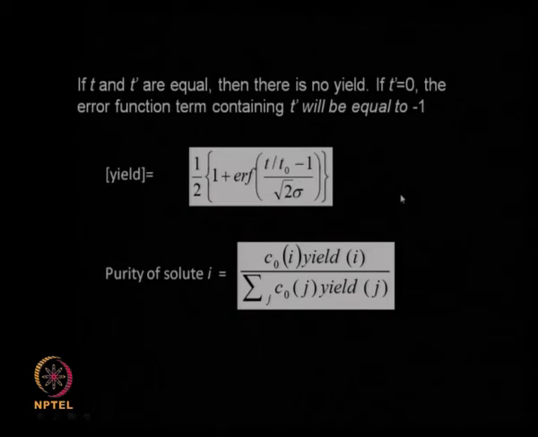Now any mixture of protein is going to have many components, so there is always a purity factor involved. The purity of solute i is given by C0i yield i divided by the sum of C0j yield j, where j goes from 1 to n, and n is the number of components present in your protein mixture. So that is the equation for purity.